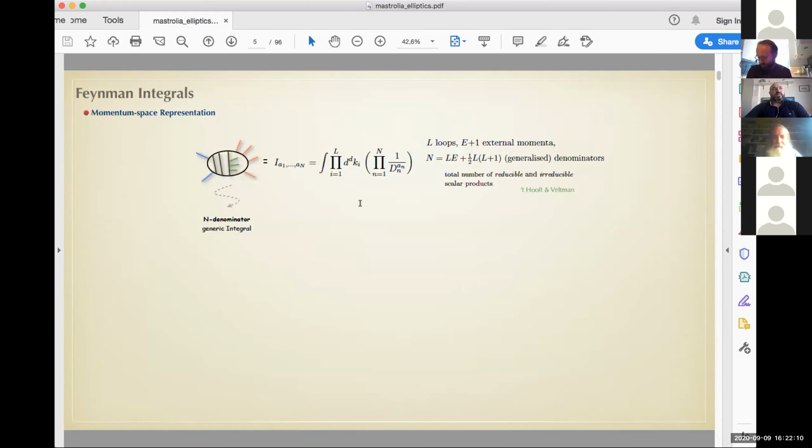So Feynman integrals in the most general definition are just, in the momentum space representation, multivalued multidimensional integrals over generically inverse power of denominators. We can represent them as genuine denominators associated to graph as well as irreducible scalar products. And the number of them is really dictated by the external legs, by the external topology of the diagram, and by the internal number of lines.